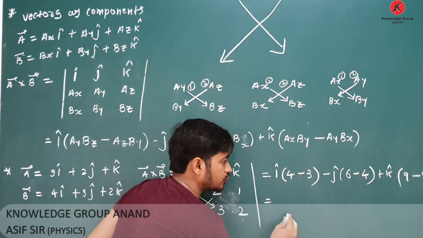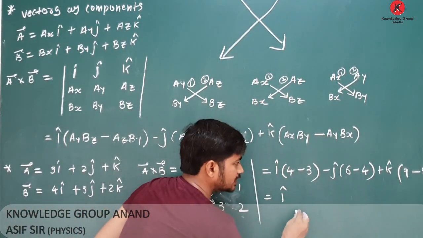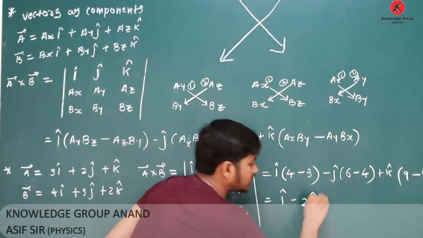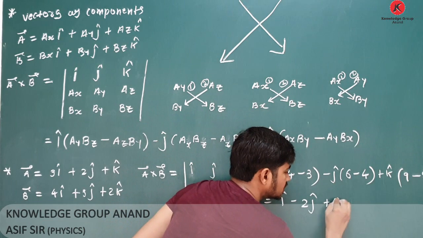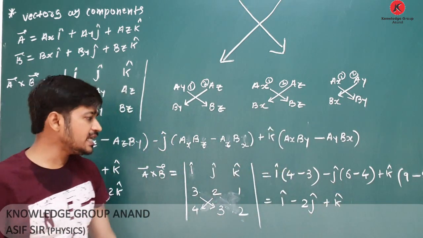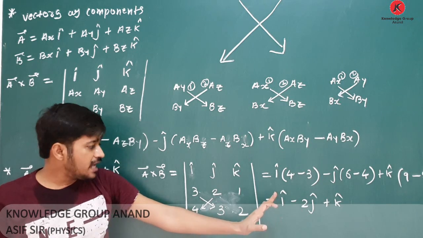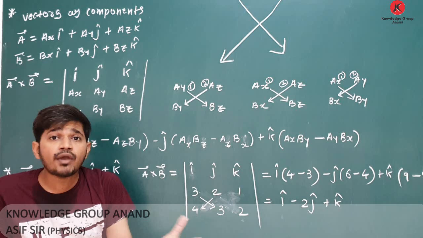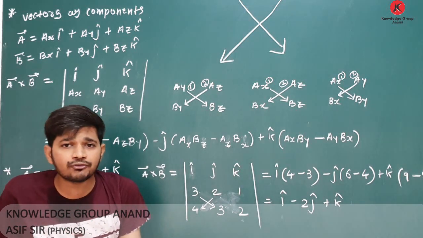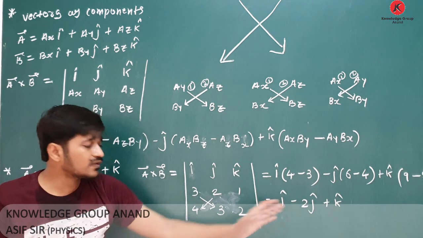4 minus 3 means it is 1. So it is i caret only. 6 minus 4 means it is 2, and it is minus j caret. So it is minus 2j. 9 minus 8 means it is 1. So it is plus k caret. You see, A cross B is i caret minus 2j caret plus k caret. And it is a vector form. From this you can find its magnitude and direction. So it is vector form.